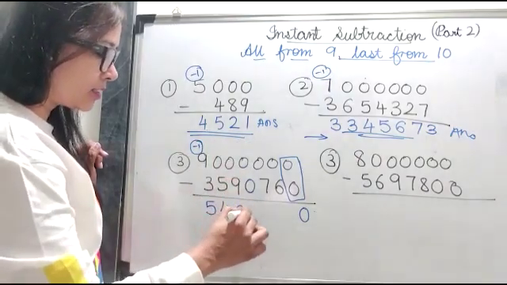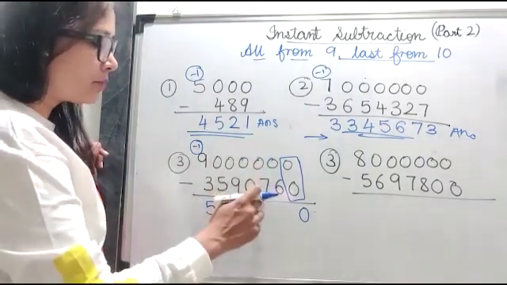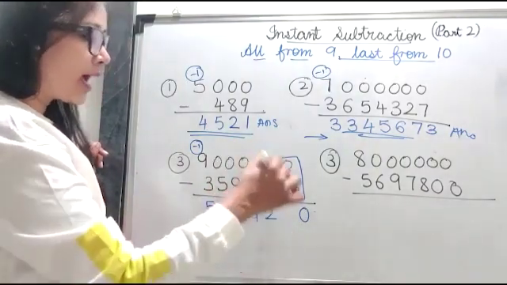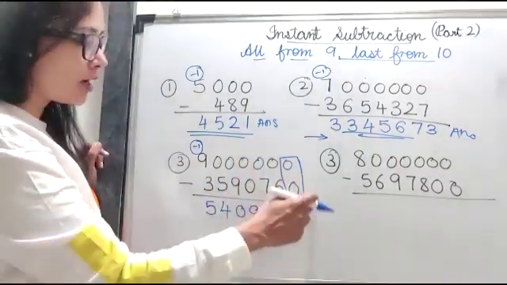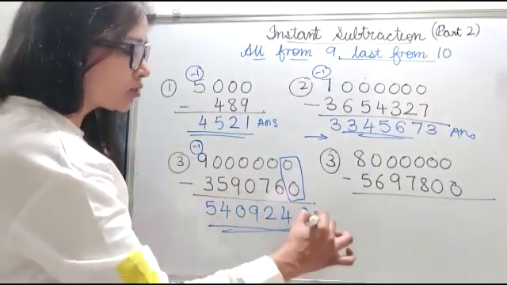9 minus 9 is 0. 9 minus 0 is 9. 9 minus 7 is 2. And this would be your 10 because you have 0 over here. So 10 minus 6 is 4. And this is your answer.